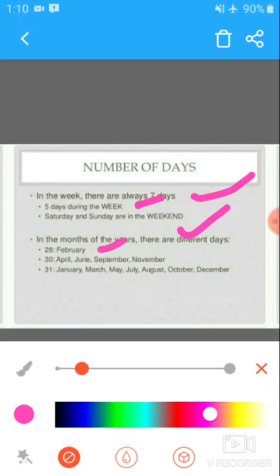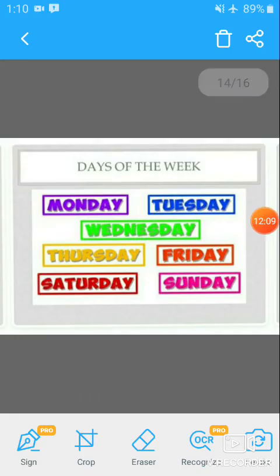And in the months of the year there are different numbers of days. In February there are 28 days. April, June, September and November have 30 days, while January, March, May, July, August, October and December have 31 days.